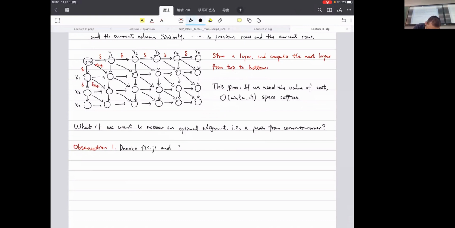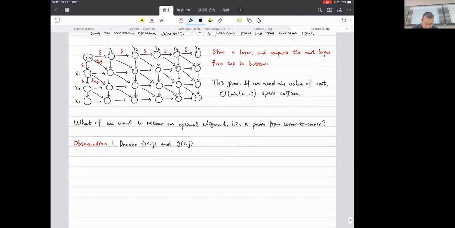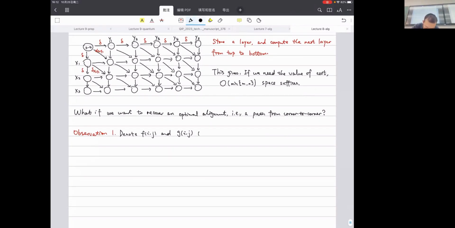F_ij and G_ij. Because if we want to recover such a path, we need to take a close look at what is happening in the middle. So we define two functions to be the shortest paths. F is the shortest path from (0,0) to (i,j). And G is the shortest path from (i,j) to (m,n), respectively.